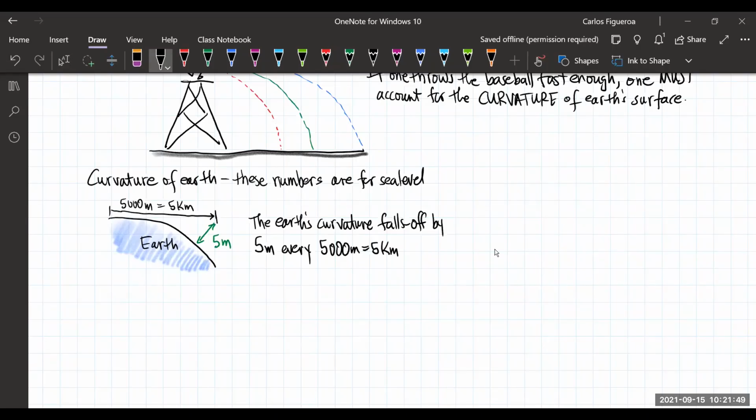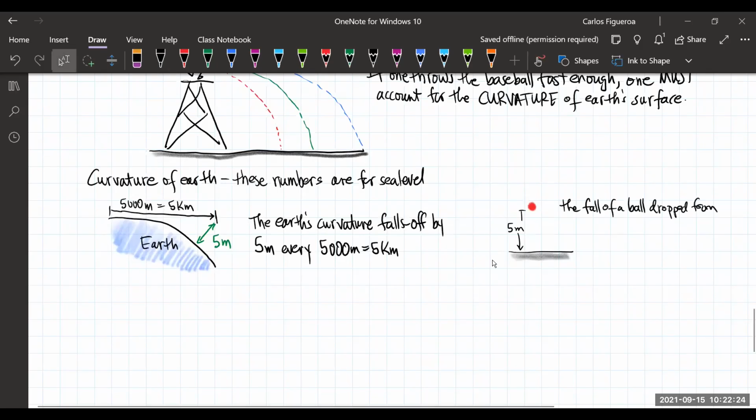So now imagine that we're going to drop a ball. So if you look at the ball, here's the ground, right? So that's the surface of the Earth. And then I have that red ball. And if I drop a ball from a height of 5 meters, it turns out that the fall time of a ball dropped from 5 meters is 1 second. And that becomes important. So in order for the ball to hit the ground, it's going to take 1 second for it to fall 5 meters.